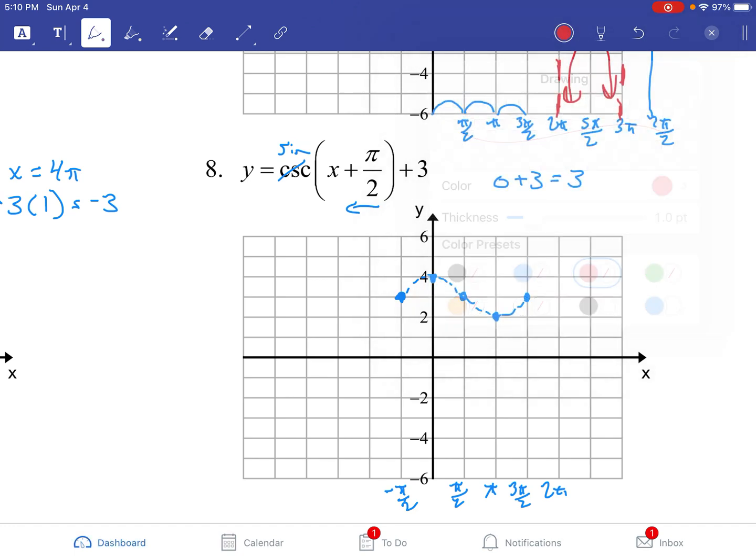And let's change the color for our asymptotes. And then at the peaks and the valleys, we draw our points and our parabola type shapes. And that's it. So again, if you can draw cosine and sine, secant and cosecant should be a breeze. All right, please try the practice and ask questions if you need help.